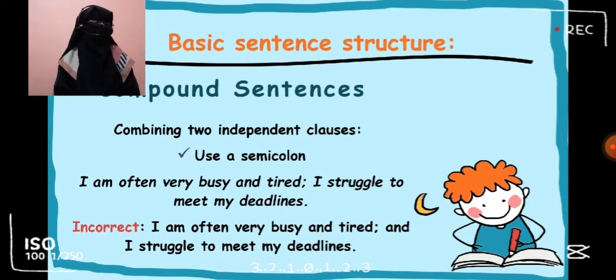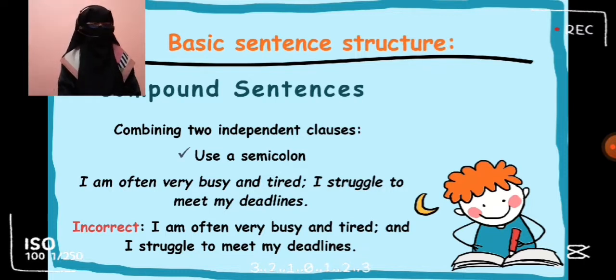If we decide that it's appropriate to combine independent clauses, there are a few ways to do it. The first one is to use a semicolon. So in this case, I'm often very busy and tired; I struggle to meet my deadlines.